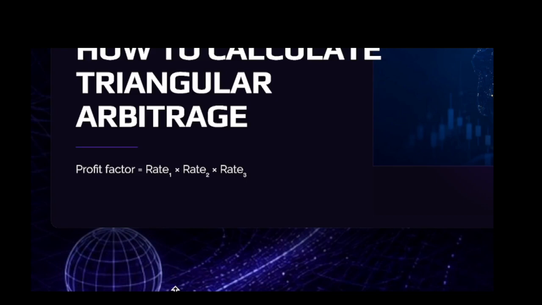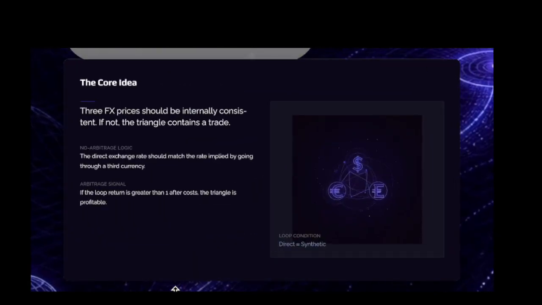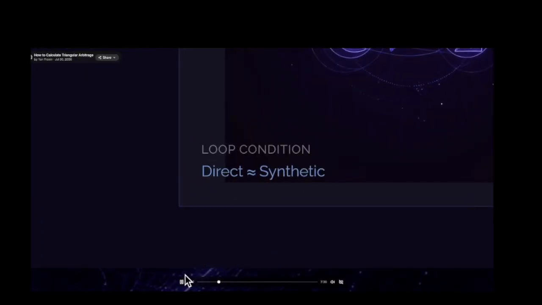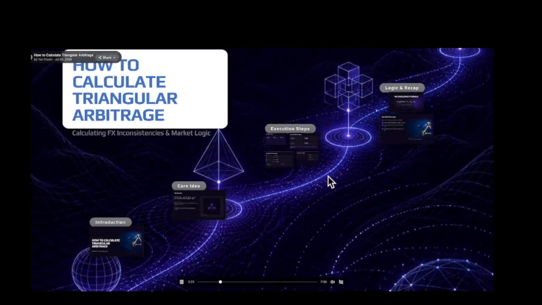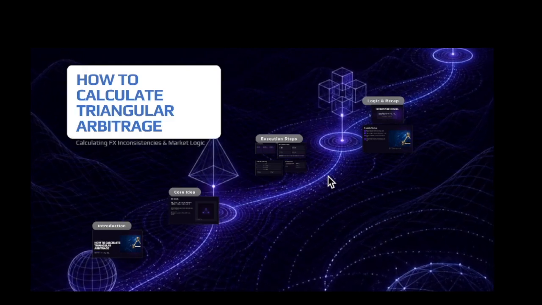When the direct and synthetic rates are different, one route may allow us to buy a currency more cheaply than the other. We can then complete a three-currency loop and potentially return to our starting currency with a profit. The key test is the loop return. If the loop return is greater than 1 after spreads and fees, the trade is profitable. In a stable market, the direct exchange rate between two currencies should match the rate implied by a third currency. We have established the logic of consistency. Now we will walk through the 4 steps to identify and calculate these trades.